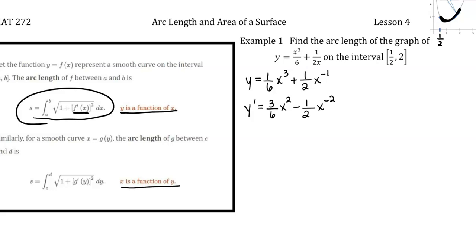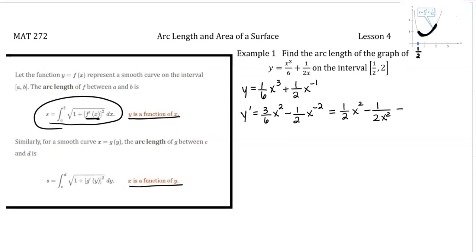So I'm going to go ahead and simplify this derivative. This is a 1/2 x squared minus 1/2 x to the negative 2. To make this a little bit simpler for what we're going to be using it for, I'm going to factor a 1/2 out of this. That leaves me with an x squared in the first term. In the second term, it leaves me with a 1/x squared because this x squared was in the bottom. So I have y prime.